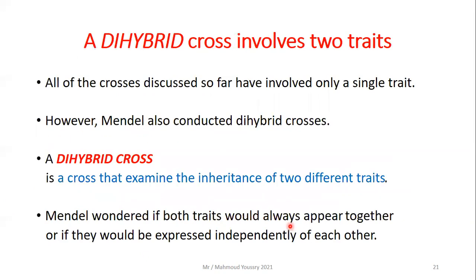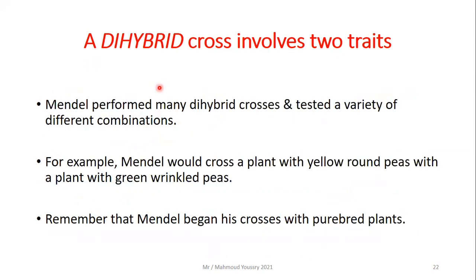Then we come to the second type of cross, which is a dihybrid cross. It involves two traits. All of the crosses discussed so far have involved only a single trait. However, Mendel also conducted dihybrid crosses. What is a dihybrid cross? It's a cross that determines the inheritance of two different traits. Mendel wondered if both traits would always appear together or if they would be expressed independently of each other. So Mendel performed many dihybrid crosses and tested a variety of different combinations.